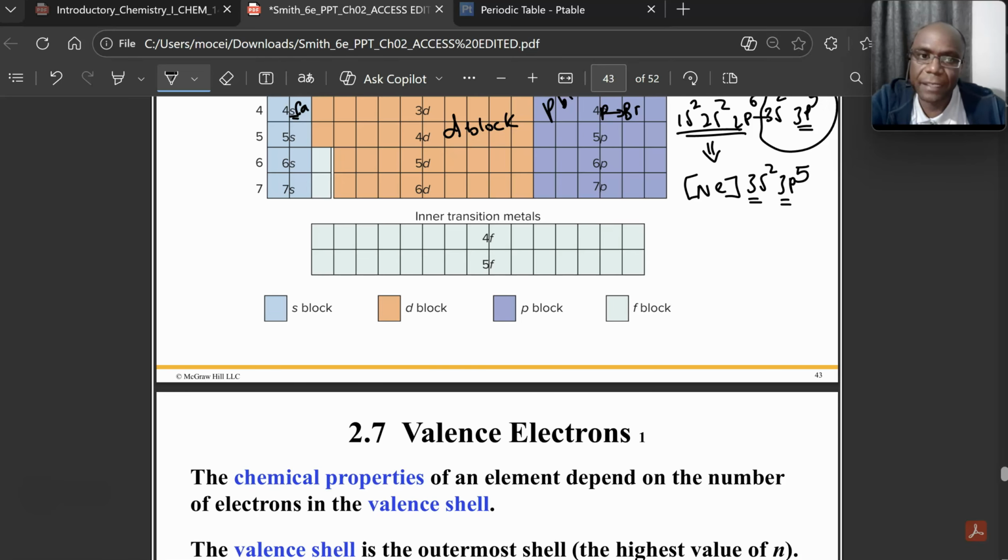Now, these lanthanides and actinides, those are called the f block elements, which is why they were sliced out of this part. They end up with an f, not a d. So they were sliced out and put down here by themselves, because the electronic configuration will always end up with f.